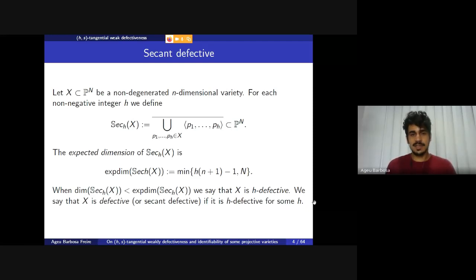Let me observe that when a variety is h-defective, it means that for a general point in its h-secant variety, there exist infinitely many (h-1)-planes in P^N that are h-secant to X. And we say that a variety is defective, or secant defective, if the variety is h-defective for some h.